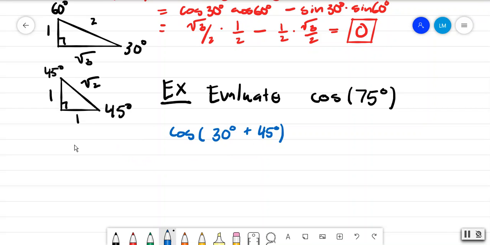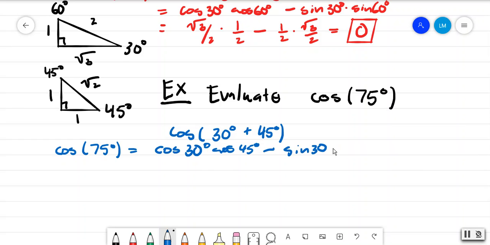Okay, so let's go ahead and expand it. We're saying that this expression, cosine of 75 degrees, is going to be cosine of 30 times cosine of 45 degrees. It's not plus, it's actually minus, because when it's plus, it's minus. Minus sine of 30 times sine of 45 degrees.